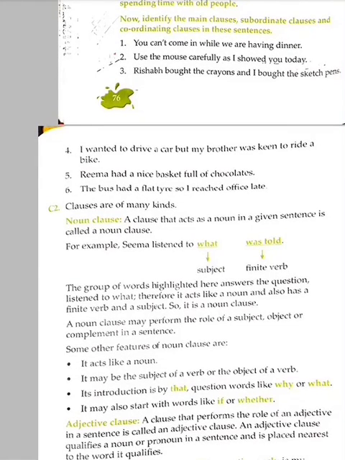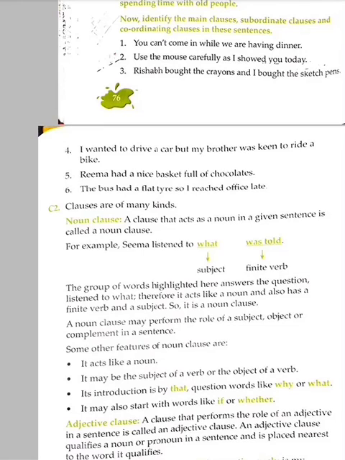Number 4. I wanted to drive a car but my brother was keen to ride a bike. Here again, two coordinating clauses are joined with the conjunction "but". Let me say what the coordinating clauses in number 4 are. "I wanted to drive a car" is a coordinating clause. Another coordinating clause is "my brother was keen to ride a bike".